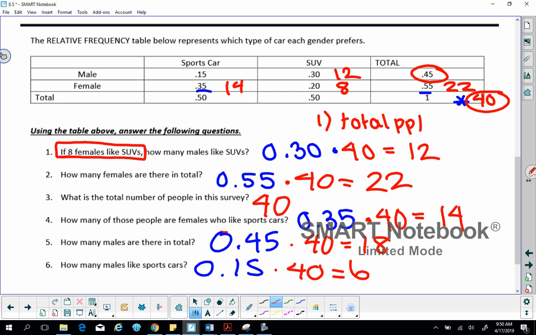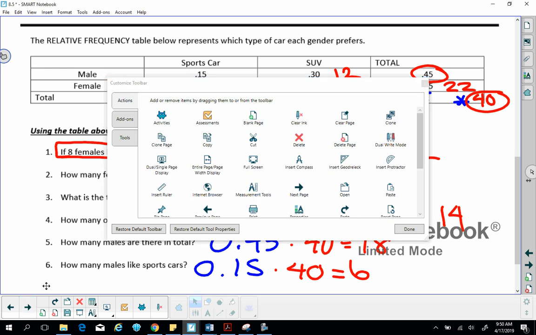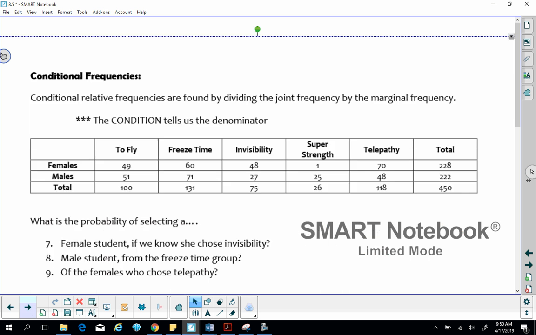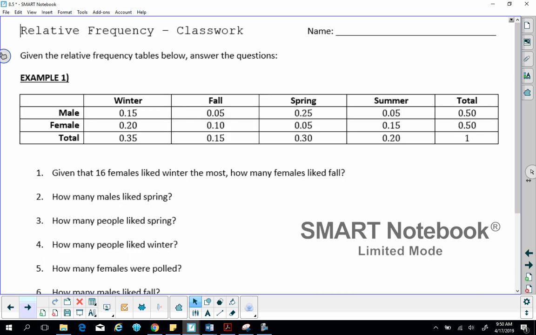Okay, so what you're going to do is you're opening up your packet, your practice for today, and we're going to start with the harder part first. So where it says classwork, the last page, we're going to start with that one first. So I want to see if you can understand that practice relative frequency. It's the very last page in that packet.